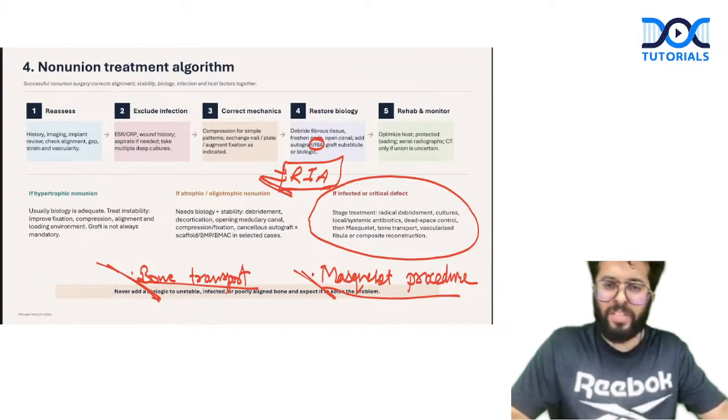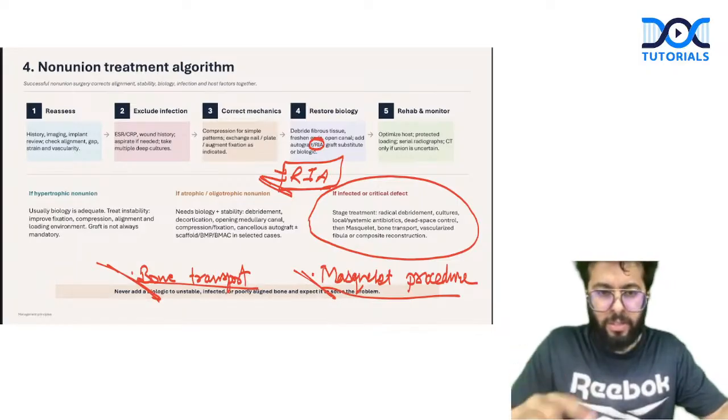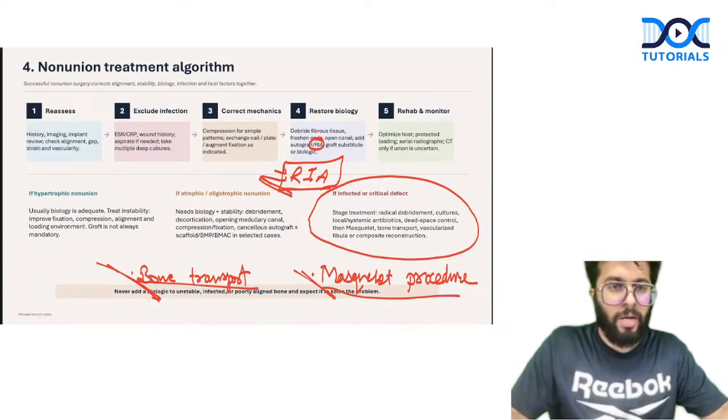The static part, the fracture healing stage and everything, these are something that everyone knows. These are the things: bone transport, muscular, RIA, non-union treatment algorithm. These are going to be asked in exams from now on.